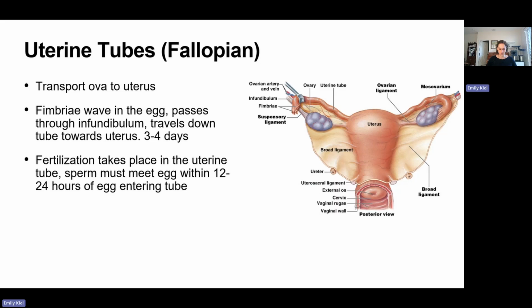And then a couple of other things to point out here. You have this suspensory ligament. So the suspensory ligament goes between the ovary and this oviduct, or the part of the uterine tube here. You have your broad ligament. This contains a lot of blood vessels, it's supportive tissue for there. And then your ovarian ligament that's going to attach your ovary to your uterus.